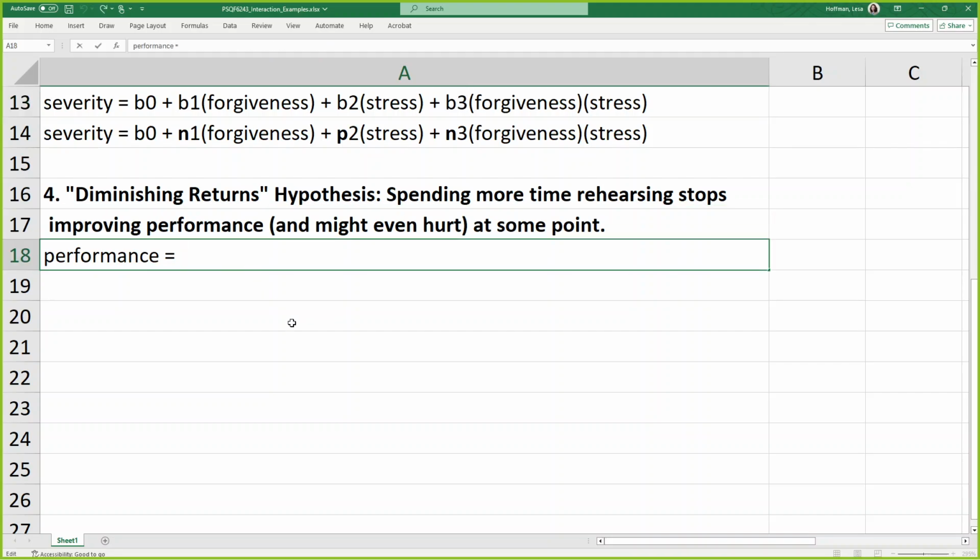Last one. This is a little bit tricky. Diminishing returns as an idea. Spending more time rehearsing stops improving performance and might even hurt at some point. Yay, beta 0. Beta 0 for the win. Performance is the outcome. Well, you need time, practice time or something like that. Practice time, rehearsal time, whatever you want to call it. Yep. I'll put practice in here.